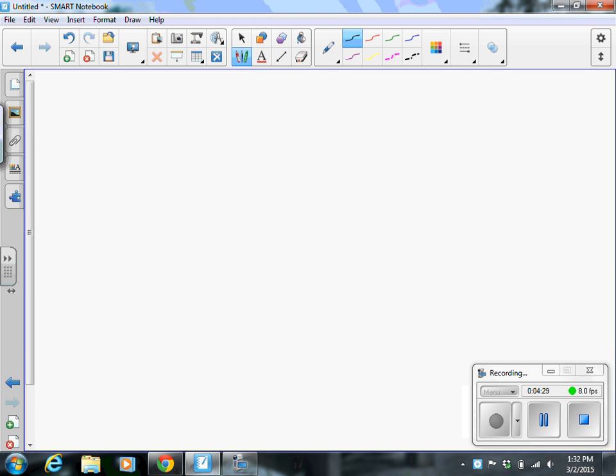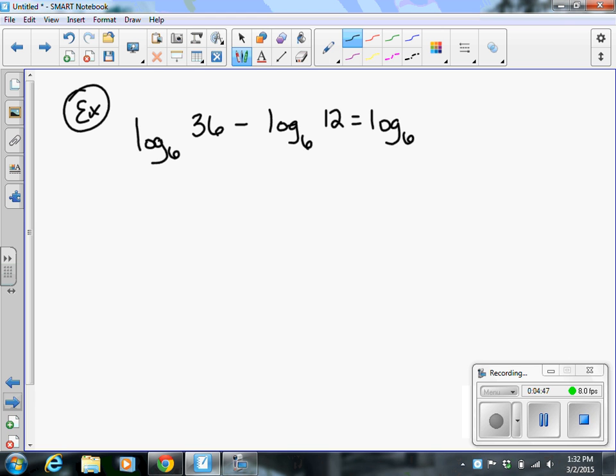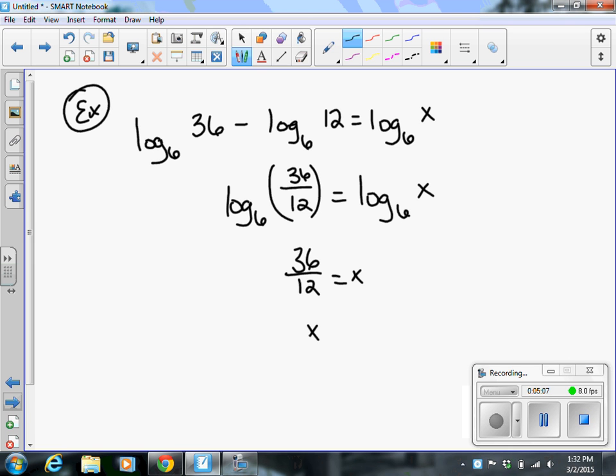All right. For you, let's say I have the log of base 6 of 36 minus the log of base 6 of 12 equals the log of base 6 of x. So go ahead and solve that. Looking at this, I know it's the log of base 6 of 36 over 12. Well, 36 over 12 equals x, therefore x has to equal 3.